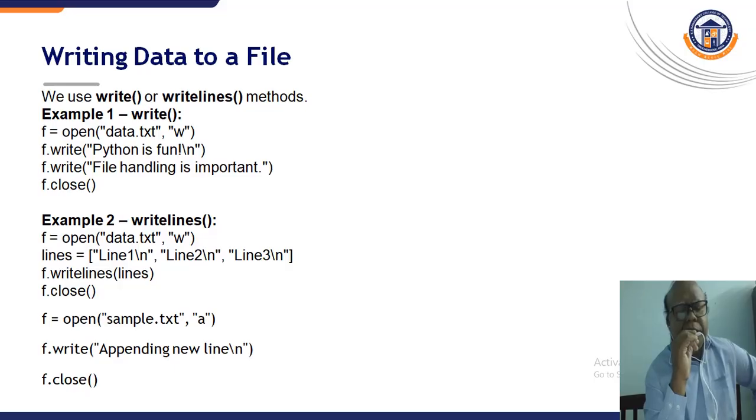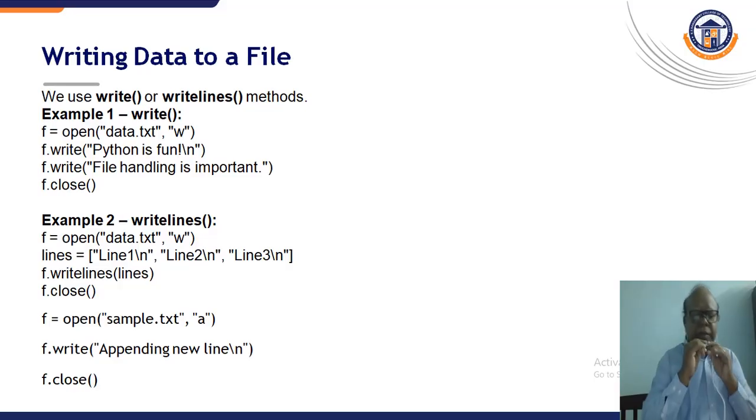f equal to open sample.txt, you are opening the file in append mode a. So f.write appending new line, you are putting the message. So this message will be added to the already available file sample.txt. It is appended.